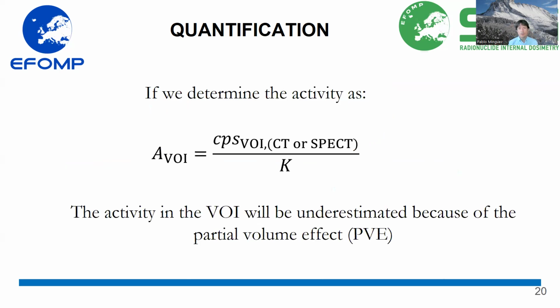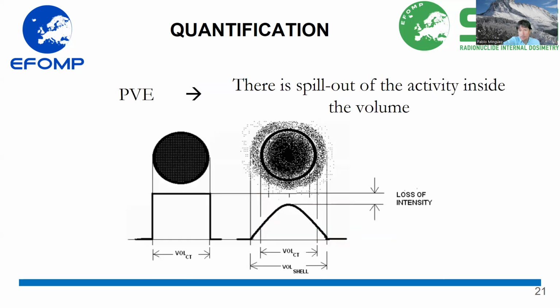But we are not going to determine the activity. If we determine the activity in one volume or in one lesion or in one organ as the count rate in that organ divided by the calibration factor, then we will underestimate the activity because of the partial volume effect, as we can see in this figure. Because in the image there will be many counts outside the volume of interest, the real volume of the sphere in this case.